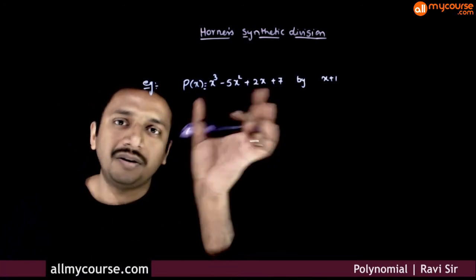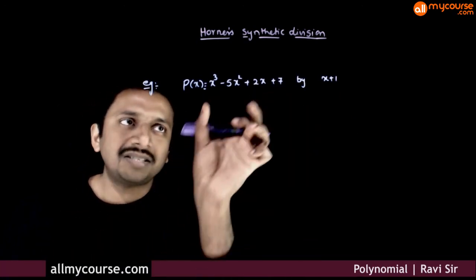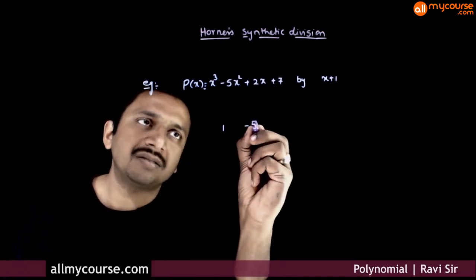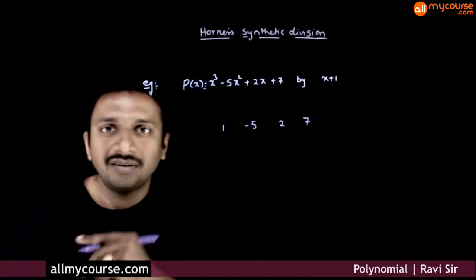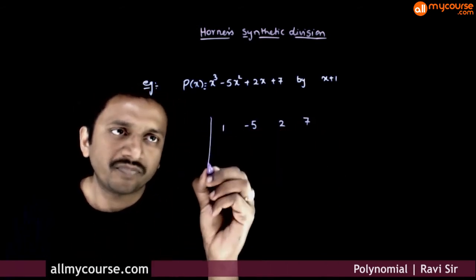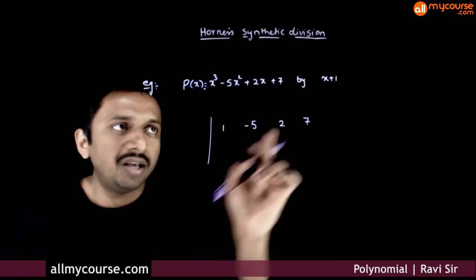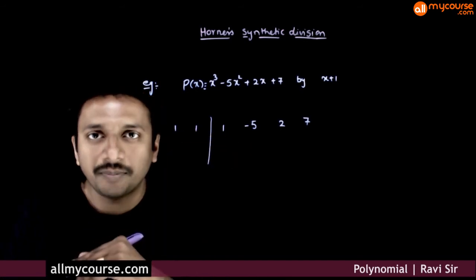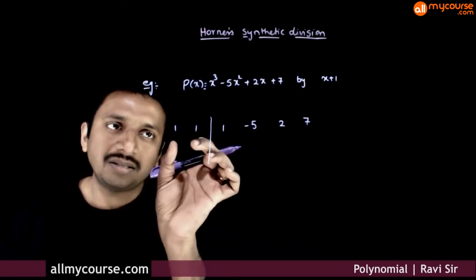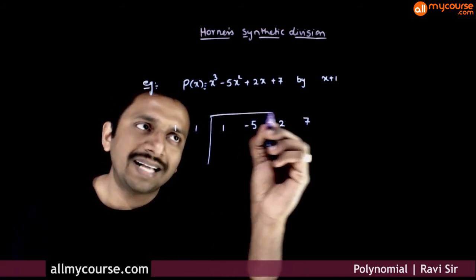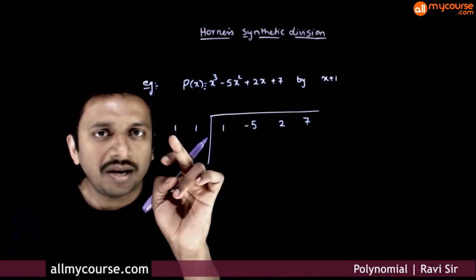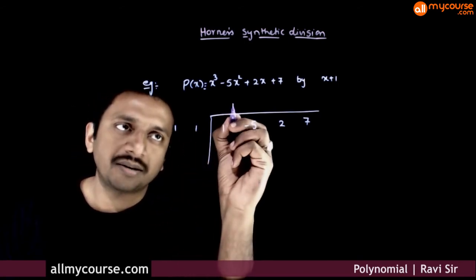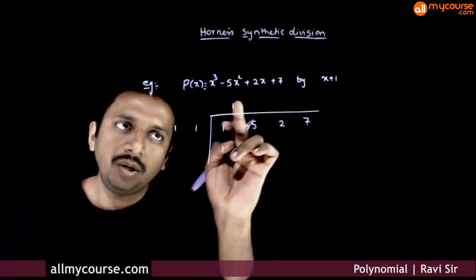For example, if you want to divide this by this, I just write the coefficients of different powers of x. 1, minus 5, 2, 7. This is the dividend, and the divisor is x plus 1. Here also the coefficient of x is 1 and the next coefficient is also 1. Now we just need to divide these numbers by these numbers. We use exactly the same process. So 1, this is the leading coefficient here, this is the leading coefficient here. So 1 into 1s are 1, and 1 into 1s are 1.